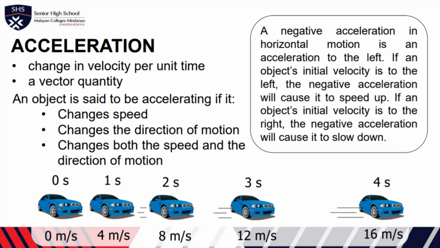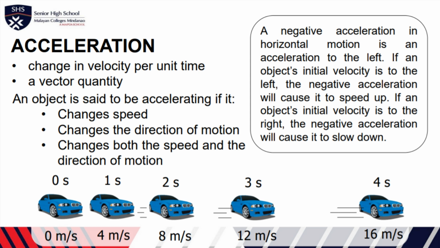Now, an object is said to be accelerating if it is changing its speed, changing the direction of motion, or changes both the speed and the direction of motion. Therefore, we need to consider speed and direction of motion at this point. Now, remember that a negative acceleration in horizontal motion is an acceleration to the left, so it should be to the left.